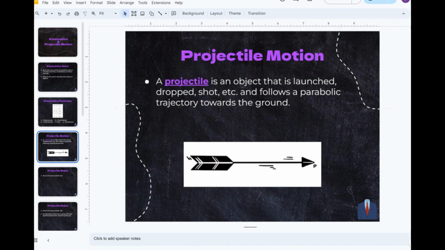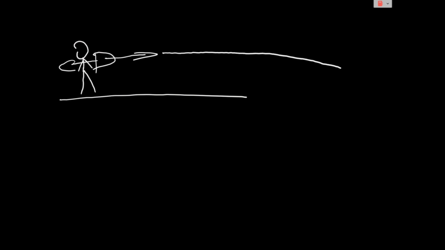Let's take a look at projectile motion. A projectile is an object that is launched, dropped, shot, etc., and follows a parabolic trajectory towards the ground. In other words, say you were an archer and you're standing with your bow and you draw back and you launch your arrow forward. The arrow is going to go straight, but eventually it's going to land on the ground due to the force of gravity.